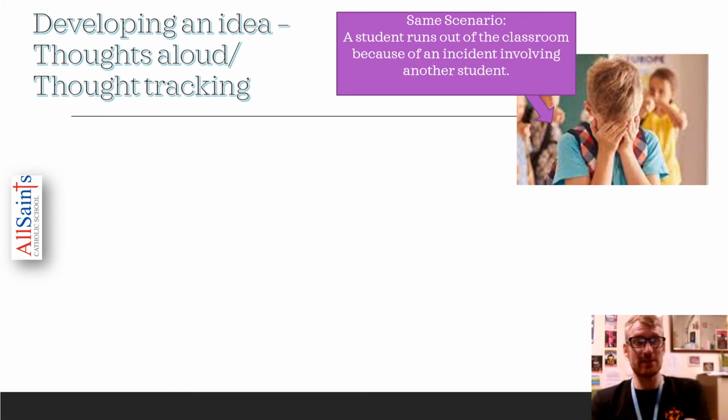Now we're going to develop that still image idea a little bit further with our next drama strategy for primary schools, which was the idea of thoughts aloud or thought tracking. They actually do have both of those on the primary strategy. Same scenario, students run out of the classroom because of an incident. We've just done the still images.